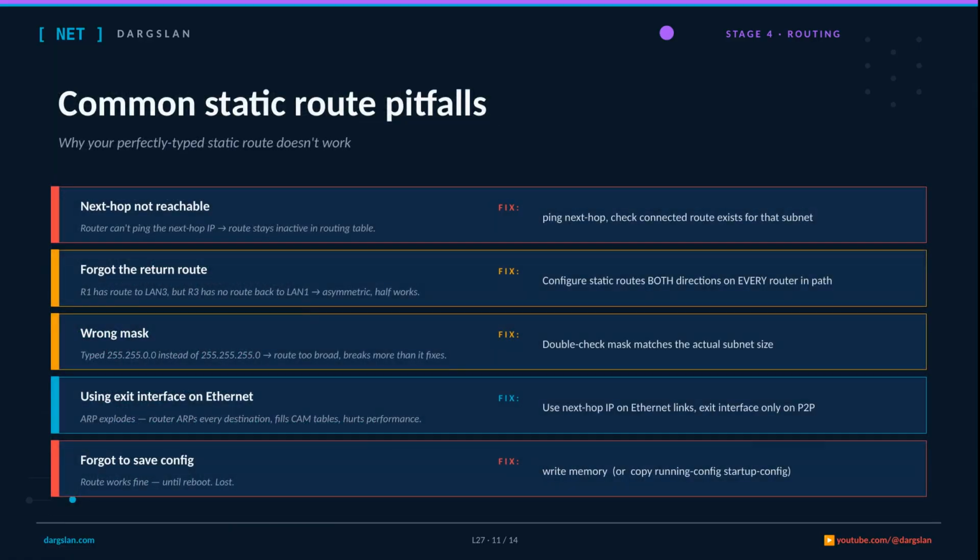Now, when verification fails, it's almost always one of 5 culprits. Your next hop has to be reachable through a connected route, or the entry just sits there inactive. You need routes in both directions. Forget the return path, and you get that classic half-working ping. Watch your mask carefully, because a stray 255.0.0.0 will swallow far more than you intended. On Ethernet, always point to a next hop IP rather than an exit interface, or the router will ARP for every destination and melt your CAM table. And finally, save your config, or the reboot will quietly undo all your work.